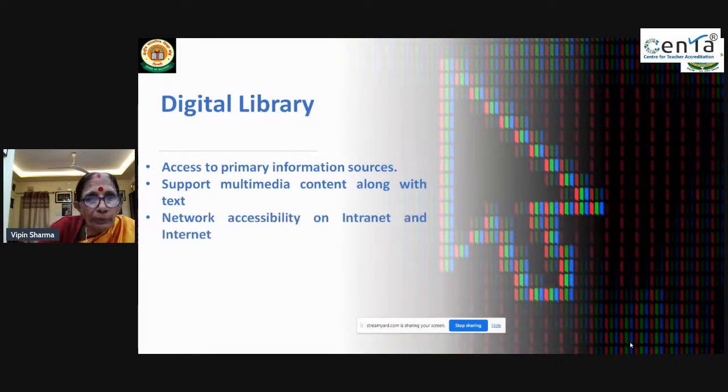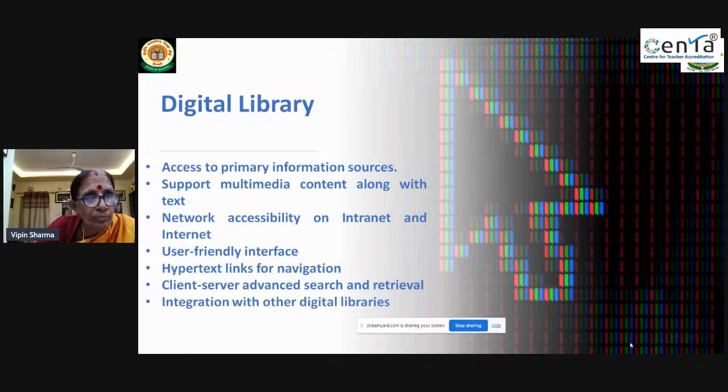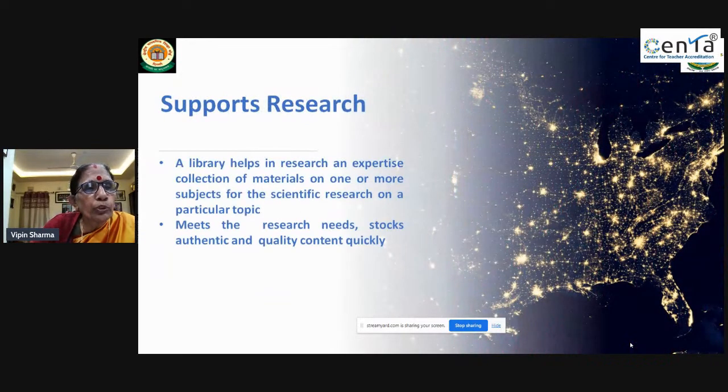Now, access to primary information supports multimedia, network accessibility, user-friendly, hypertext links for navigation. This is very important. Client server advanced, put everything into crowds, nothing will go off. It's very good. Integration with other digital libraries. This is very important. You can talk about the various places of the country wherever digital libraries are available. Have connectivity. Move forward.